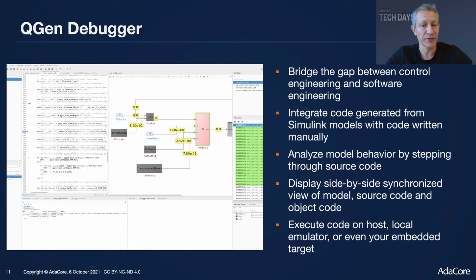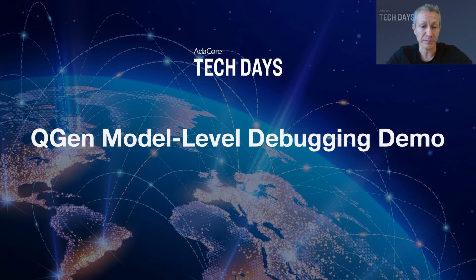Another advantage of this technology is that it's based on debugging technology, so that you can connect to your target. Now the demo that I'm going to do will be done on my localhost. But if you have your final target on your cross compiler, you can just set it up very easily so that you connect the executable to your target, and you can do model level debugging or source code level debugging on your target. That is the thing that I will show you in a moment.